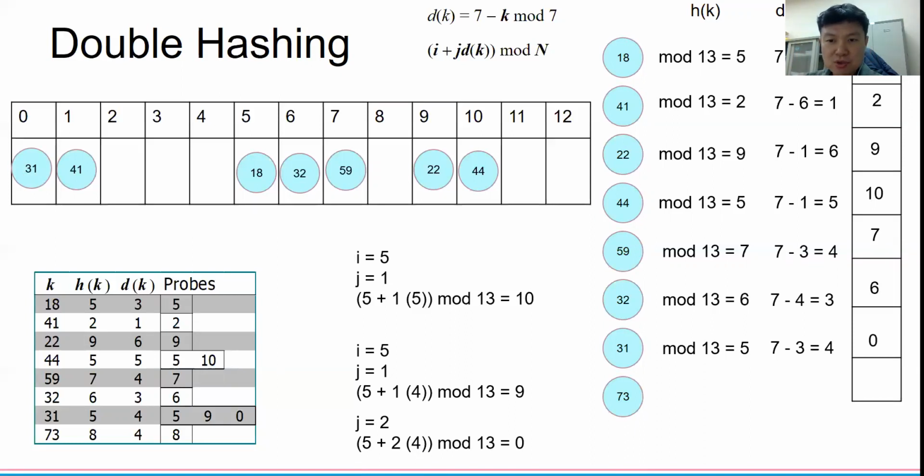And then the last one is 73. 73 mod 13 is 8. So 8, okay, there is no value at 8, then just put 73 on the index 8.